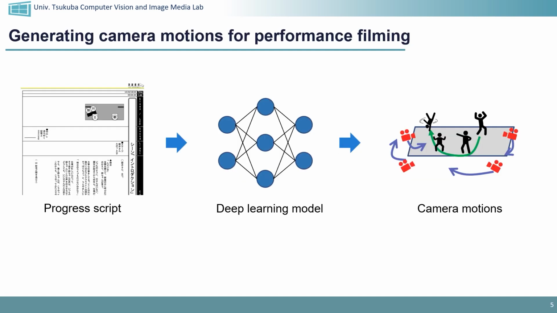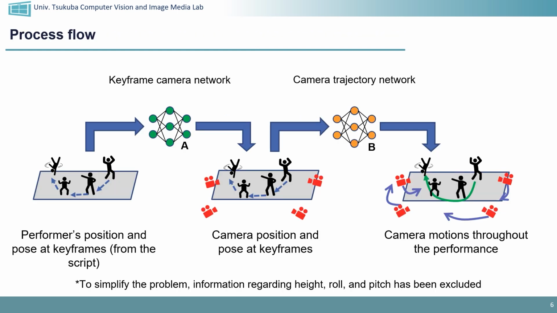In this study, by utilizing deep learning to capture the implicit knowledge of camera movements corresponding to the performer's movements, we worked on automatically generating camera work suitable for live performance filming. In other words, from the performer's position information on stage available before the performance, we want to generate the trajectory of the camera, which can be used as a reference for live filming. The flow of automatic camera work generation proposed in this study is illustrated in the figure.